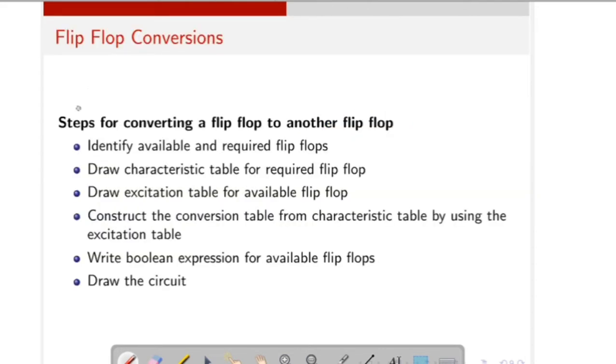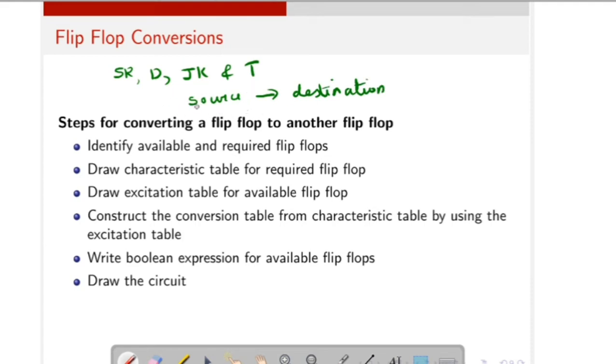You have already studied different flip-flops like SR, D, JK and T flip-flop. You know the excitation table, characteristic table and the truth table of these flip-flops. So flip-flop conversion means we convert a flip-flop to another flip-flop. That means convert a source flip-flop to a destination flip-flop. So we have the source flip-flop, and we generate the output of the destination flip-flop from the source flip-flop.